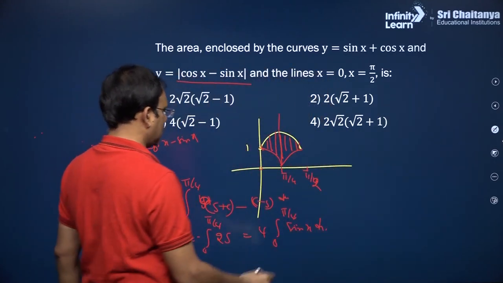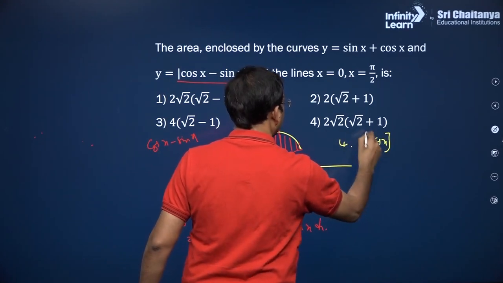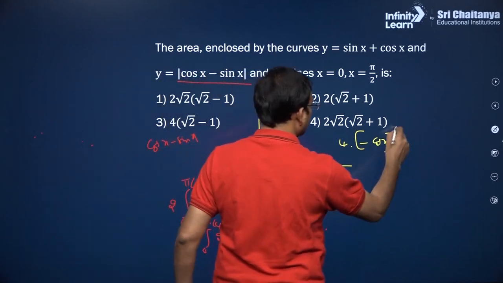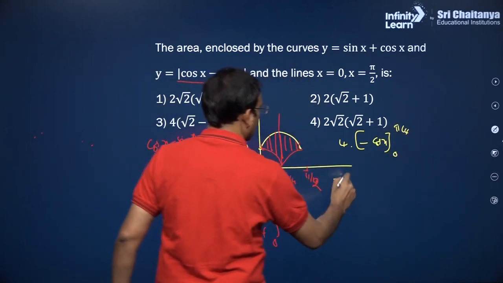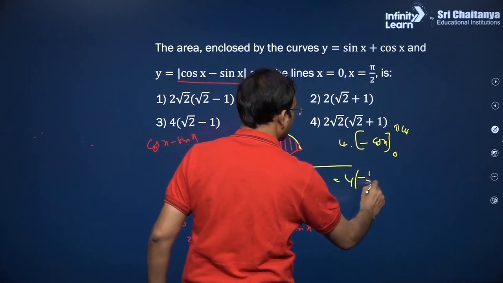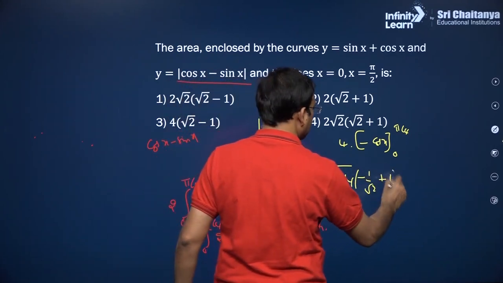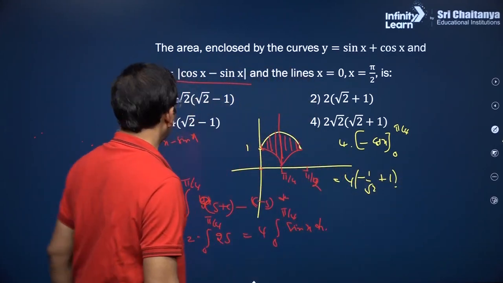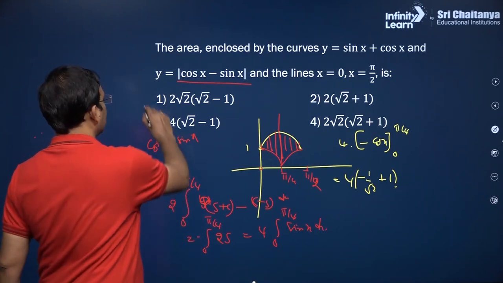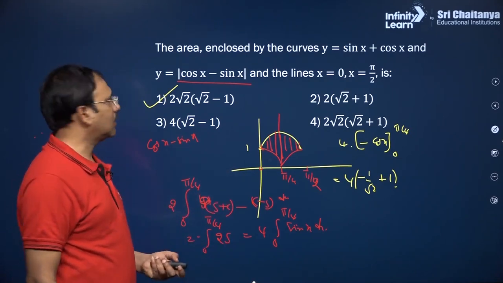The sin x integral is minus cos x, so 4 into minus cos x between the limits 0 to pi by 4. Yeah, 4 into cos pi by 4, 1 by root 2, so minus 1 by root 2, minus cos 0 is 1, so plus 1, which is going to be 4 into 1 minus root 2, my dear friends. 2 root 2 into root 2 minus 1 is also fine, that's all. Observe the graph and apply the logic, that's it.